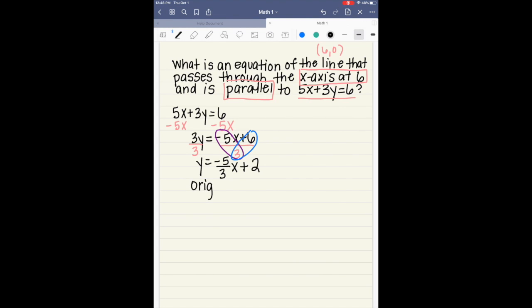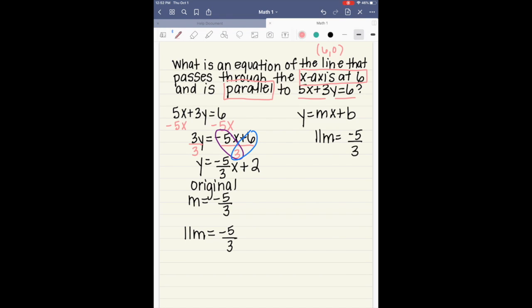So my original slope in this problem is negative 5 over 3. We want it to be the parallel slope. So my parallel slope is going to be negative 5 over 3. So we're going to now start writing our equation, but we got to finish finding the rest of the pieces. So we know that the parallel slope is negative 5 over 3.